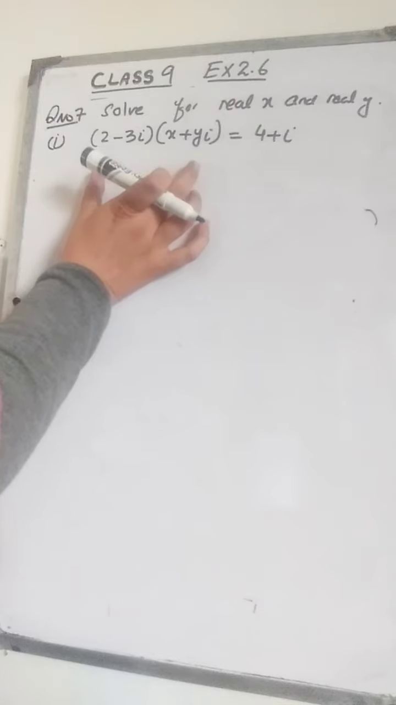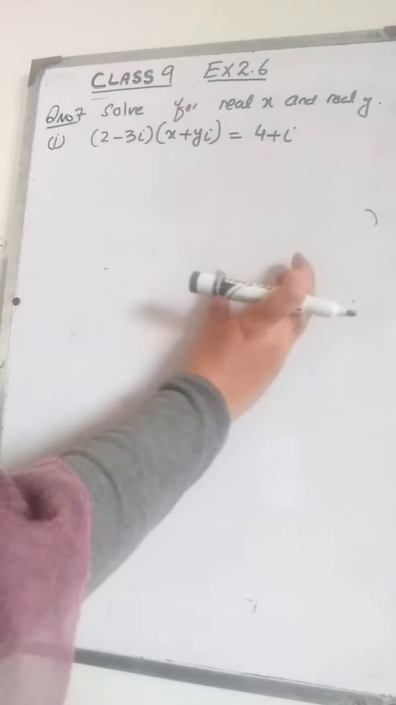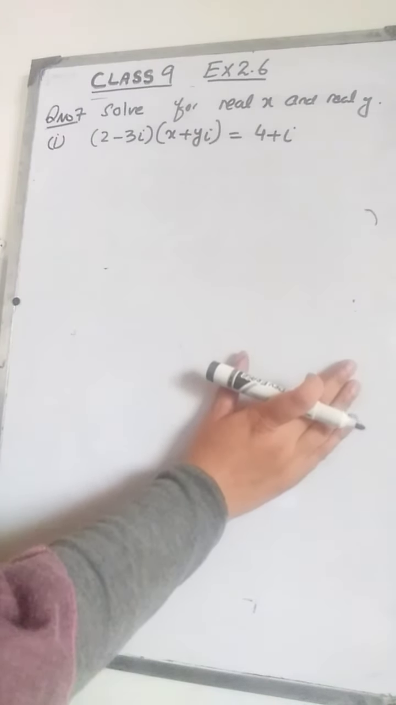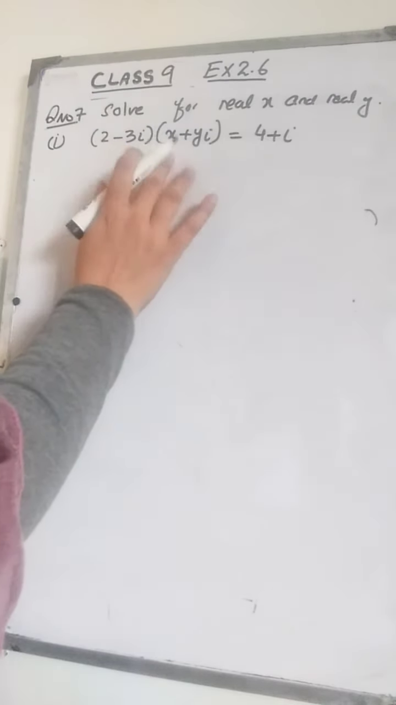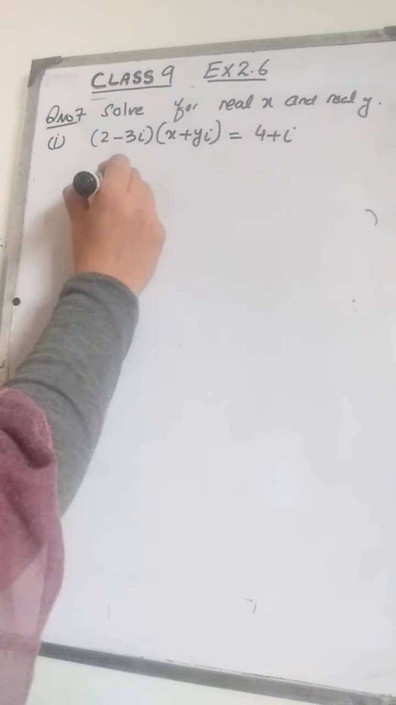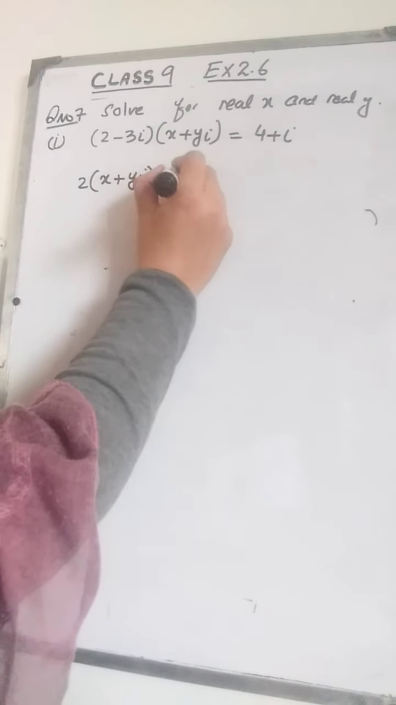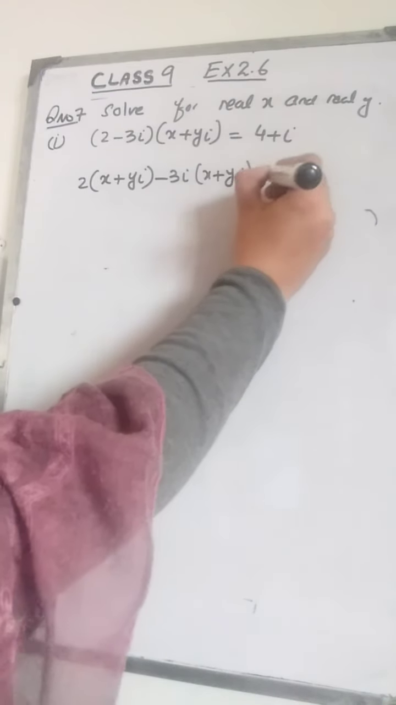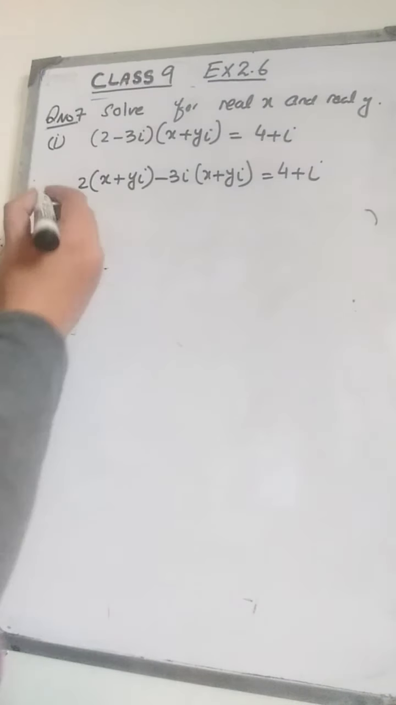So first we find the product of these two and get a simple complex number. After that we compare both sides, the real part equal to the real part and the imaginary part equal to the imaginary part, which will hopefully give us the values of x and y. So first we multiply the left hand side: 2 with x plus y iota, and then 3 iota with x plus y iota, is equal to 4 plus iota.